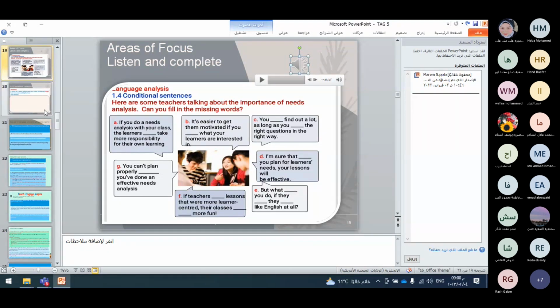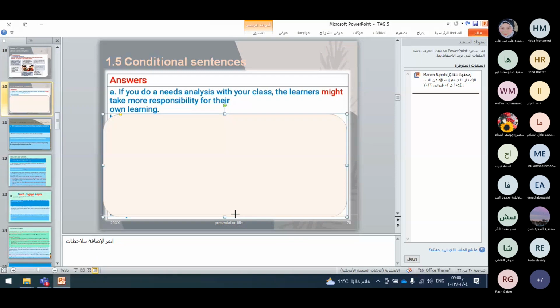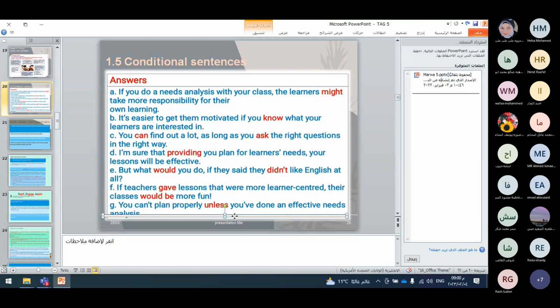Here are the answers. You can refer back to them later on, inshallah, when I provide you with the presentation on the WhatsApp group. Here are your answers. They are correct, totally correct. You are doing a great job.